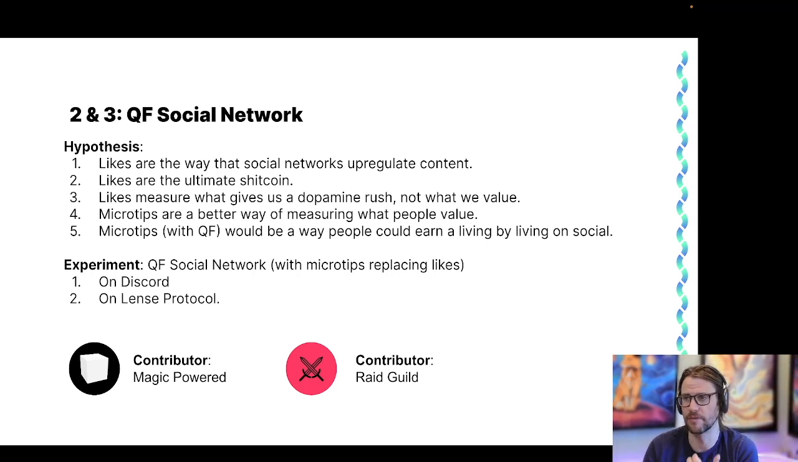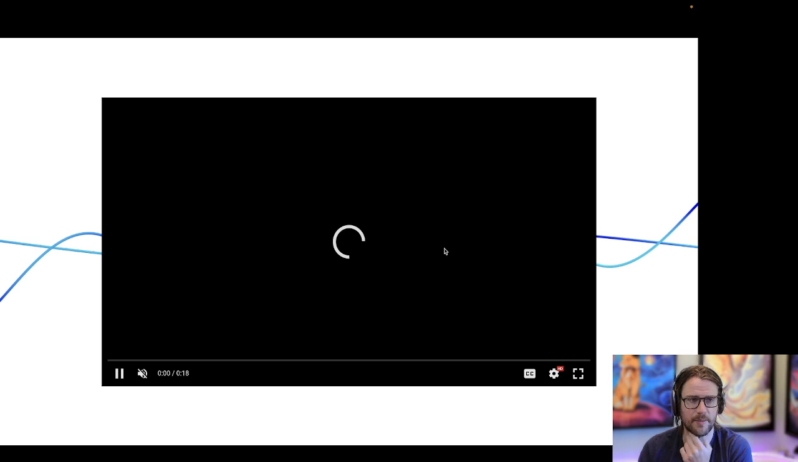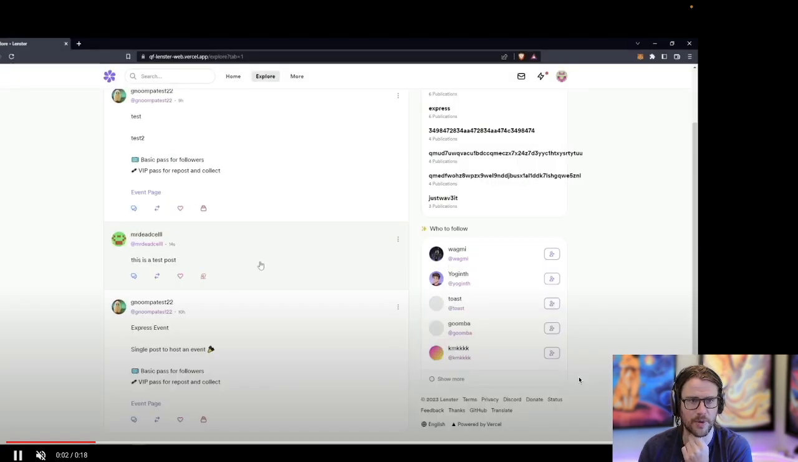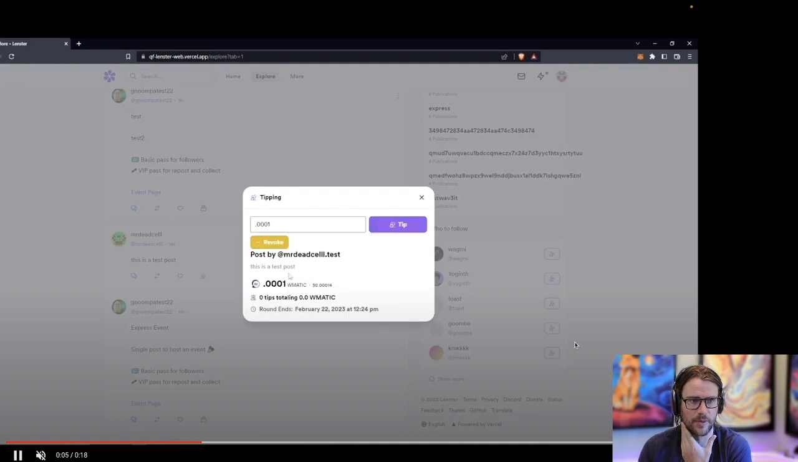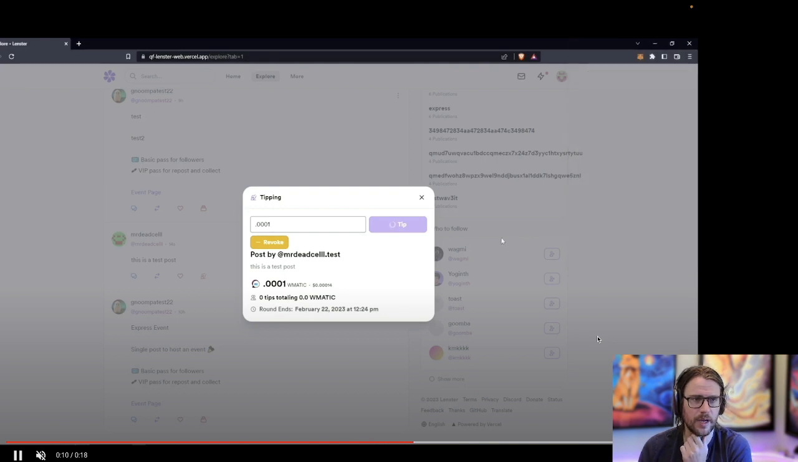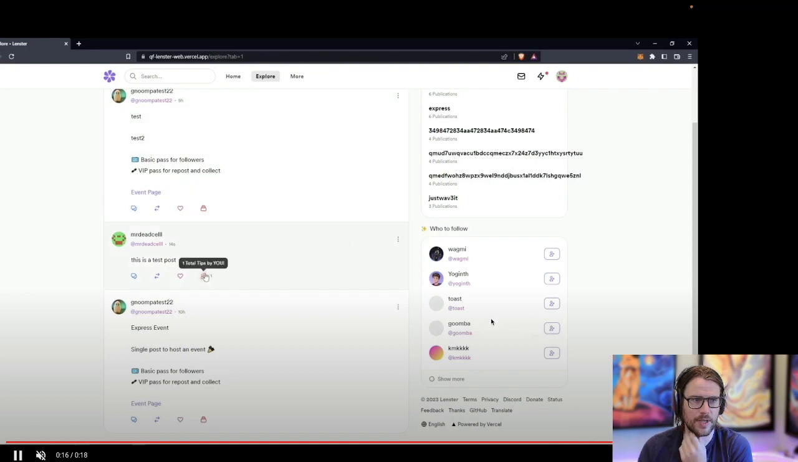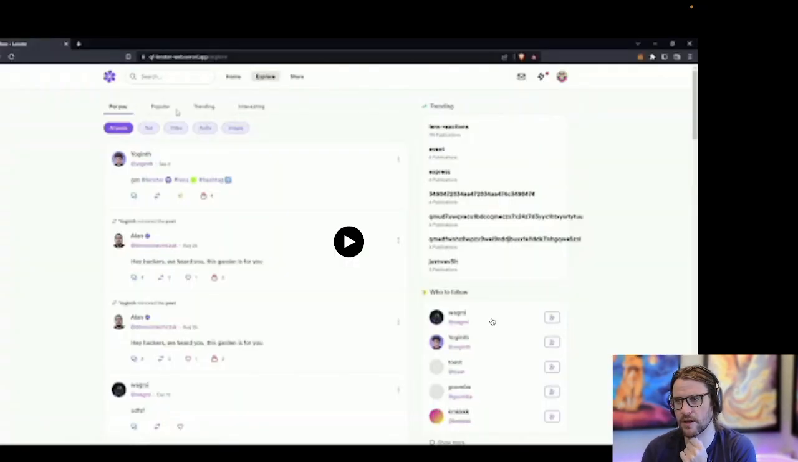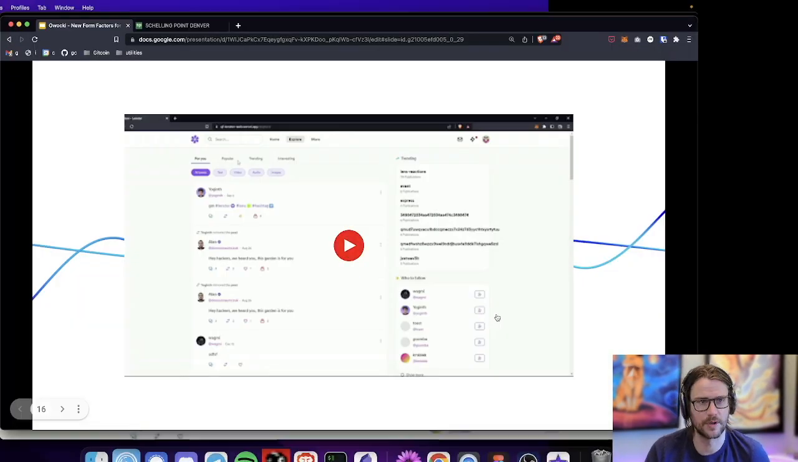So I've seen this in action, and it was that hypothesis that enticed us to build a quadratic funding social network on Discord and on Lens Protocol. So Magic Powered helped out with the Discord one, and Raid Guild helped out with the Lens Protocol. So this is a demo of what the Lens Protocol fork that we built looks like. So right now we're quadratically tipping someone based off of a post that we see here on Lenster. So basically tipping in line next to likes on Lenster, which is, as you know, a Web3 social network.